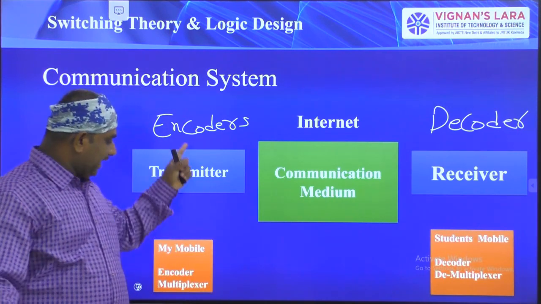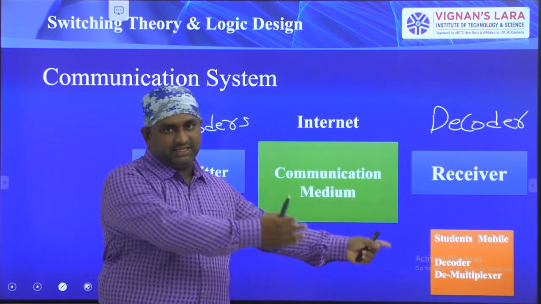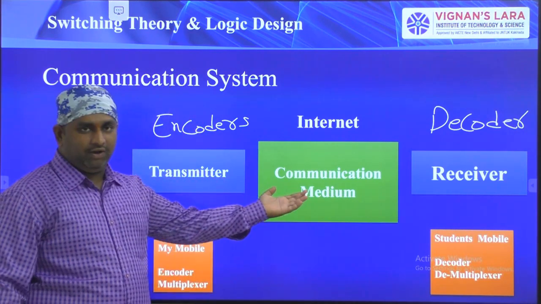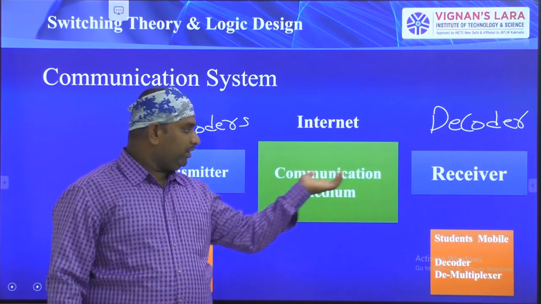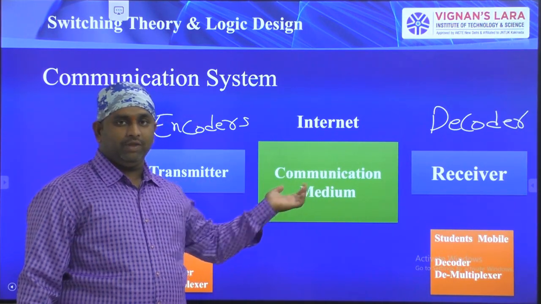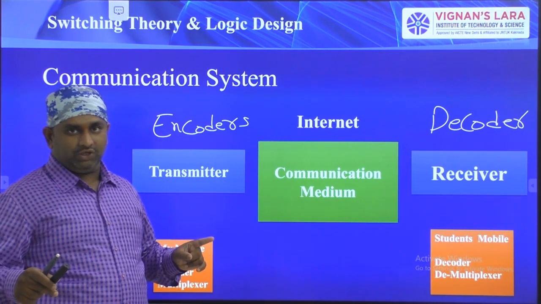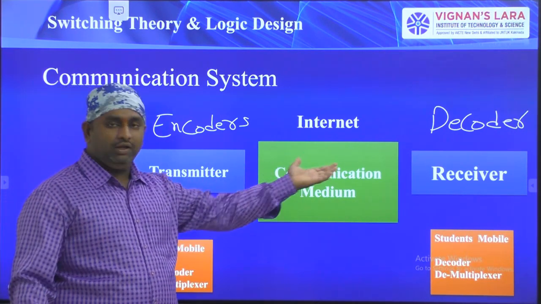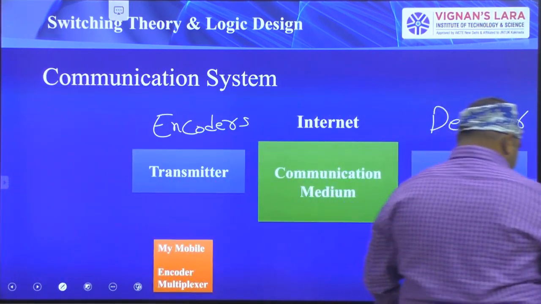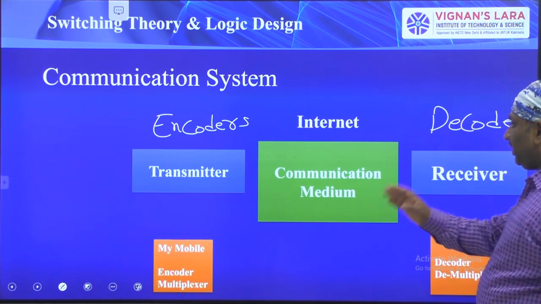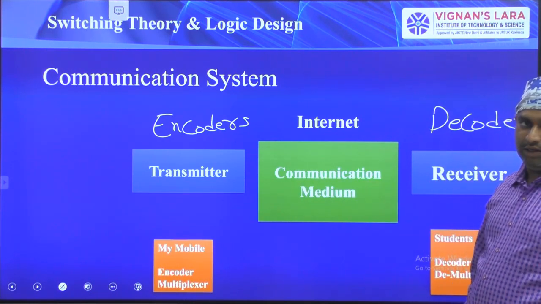Okay, so here on the transmitter side I am here, and on the receiver side your friend is here. In between the transmitter and receiver, in between the encoder and decoder, we have a communication medium. How are these two mobiles connected? Through wireless communication. The transmitter and receiver are connected by using a wireless communication medium.